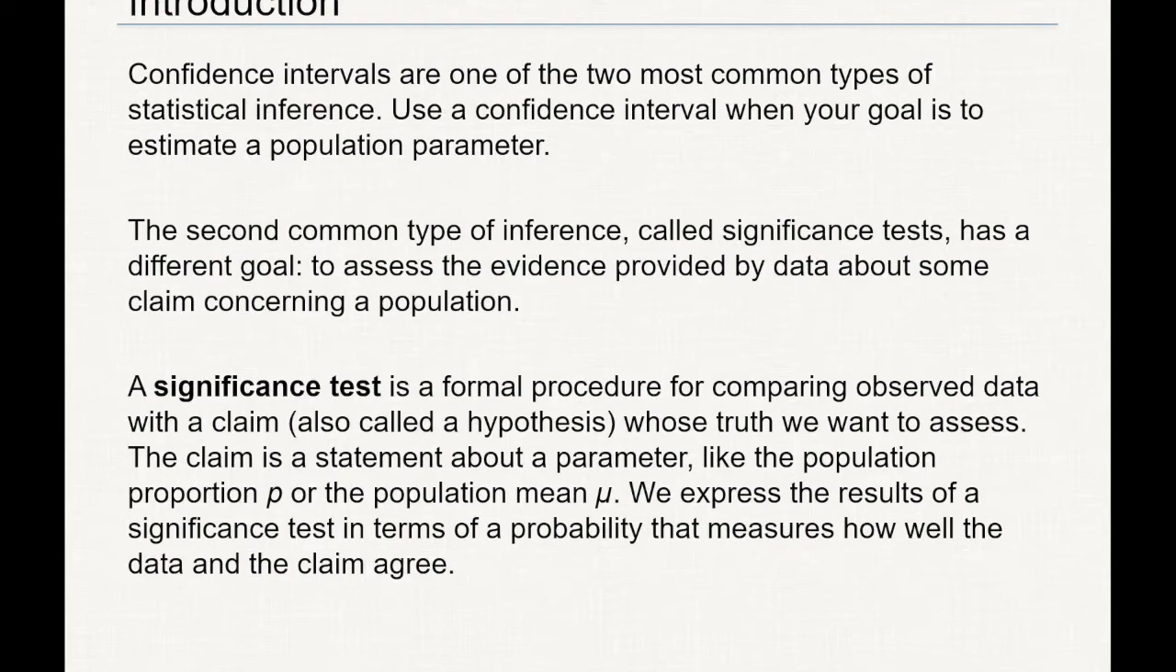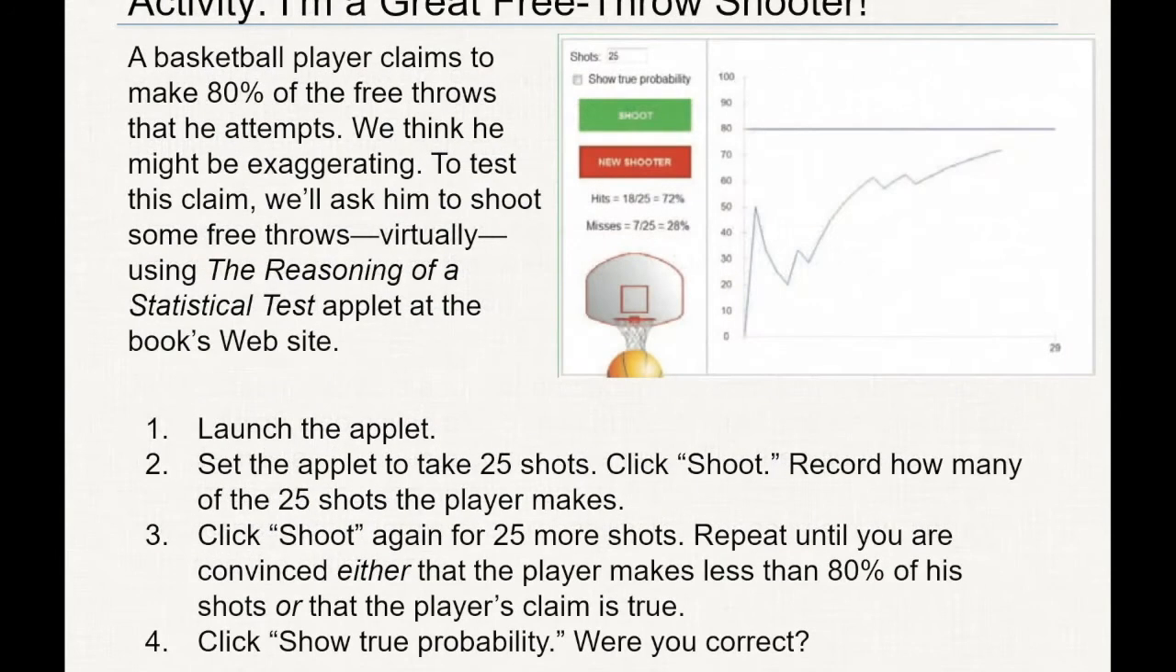And let's show you an example to help you understand what I mean. There's an online applet called the Great Free Throw Shooter. And let's say that there's a basketball player that claims that they make 80% of their free throw shots. And we run the applet a few times and we notice that the player is actually making less than 80% of their shots. Well, does that mean that the person was exaggerating and that their understanding of their average was wrong? Or is our value not so far away that it is deemed significant?